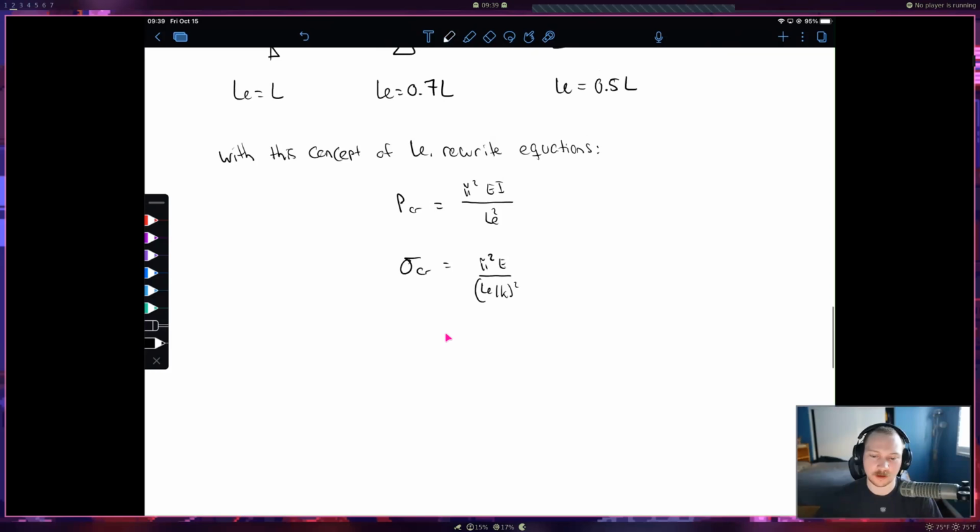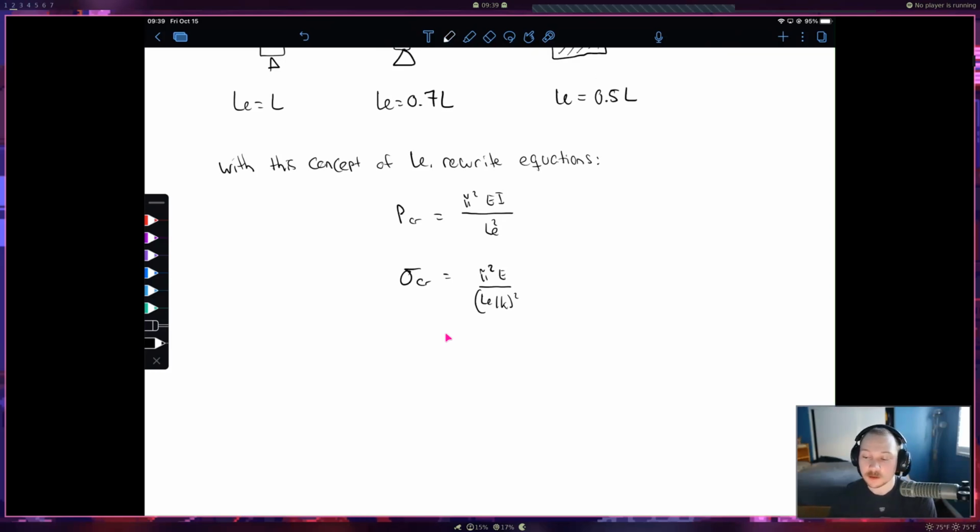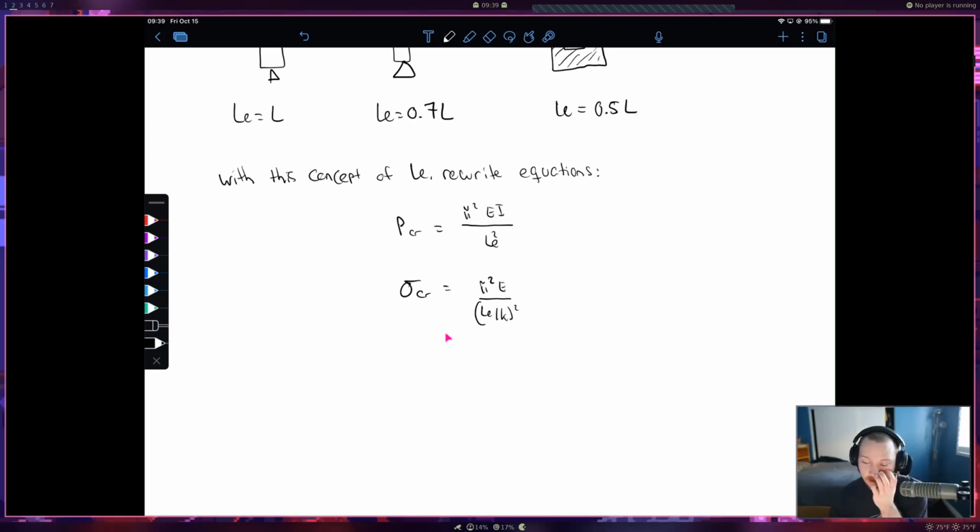Alright, and then we're putting L sub E right there. So again, this is currently the critical stress for long columns, but it's for every type of end support that we can have. So pin-pin, pin-fix, and fix-fix, because we have this concept of effective length.